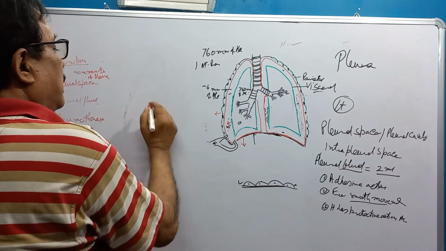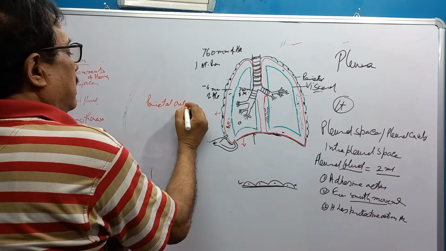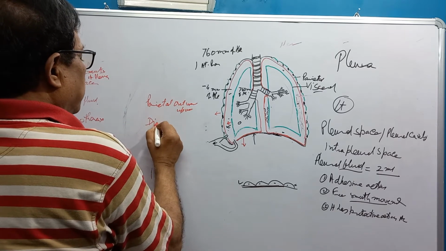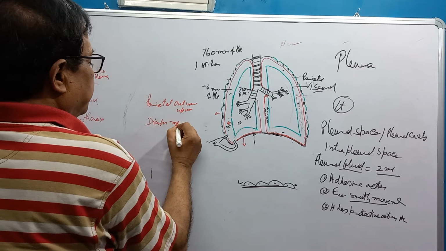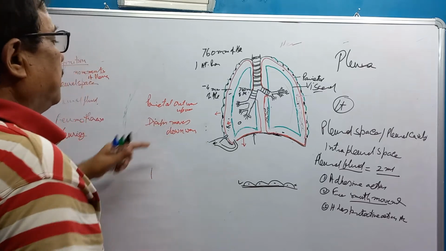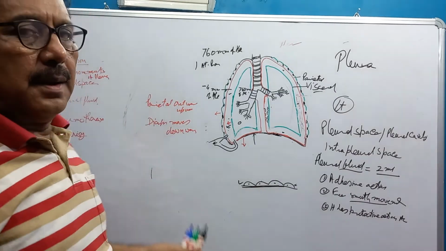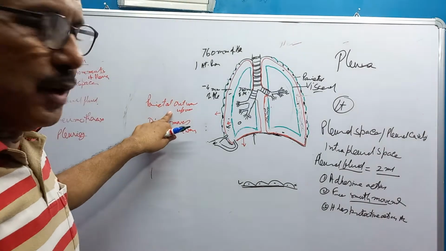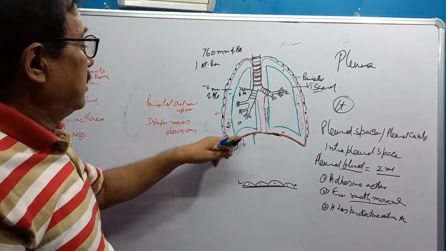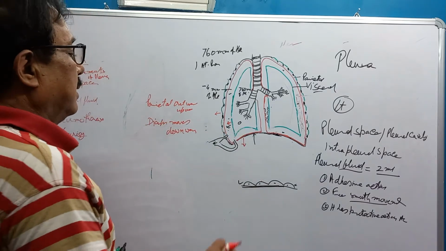This is when the parietal pleura moves outwards and upwards, and the diaphragm moves downwards. When the chest wall moves outward and upward, the parietal pleura will also move outward and upward. The parietal pleura at the diaphragm moves downwards with the diaphragm.